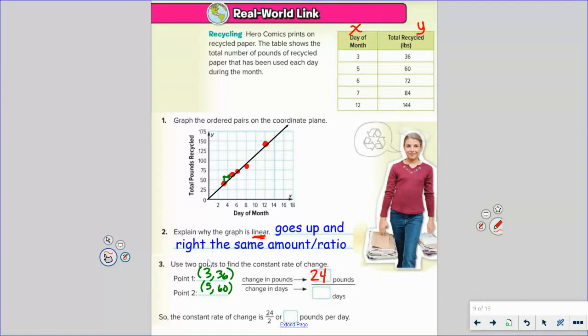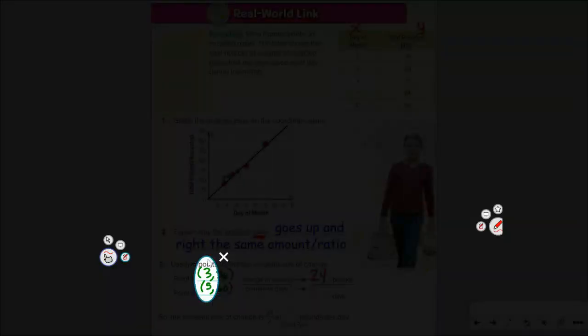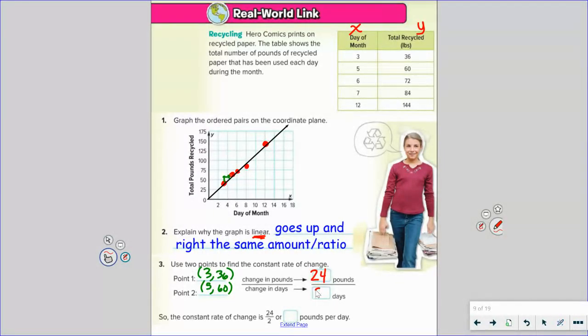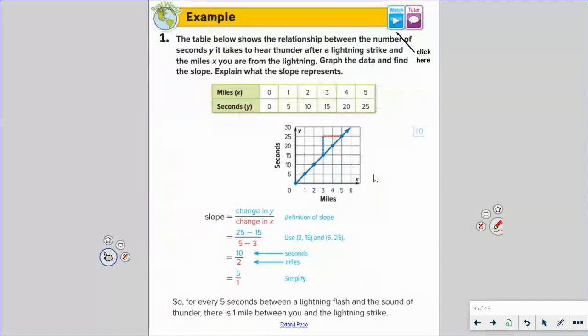And then to find the horizontal change from 3 days to 5 days, you guessed it, that's going to be 2 days. 24 to 2, oh, guess what? A lovely 12 pounds per day. So there is a linear relationship, and in this case, a proportional relationship. It's both. Remember, please, as we go through this, proportions are special examples of linear relationships.